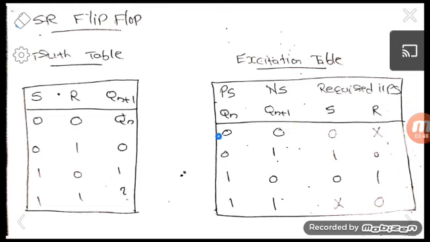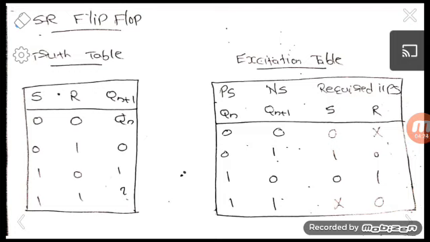So for the 0 to 0 condition, two input possibilities are there: S equal to 0 and R equal to 0, and S equal to 0 and R equal to 1. For these two conditions, S is always 0 but R can be 0 or 1. So here we write S as 0, and R we denote using X. X means don't care, that is, it can be 0 or 1.